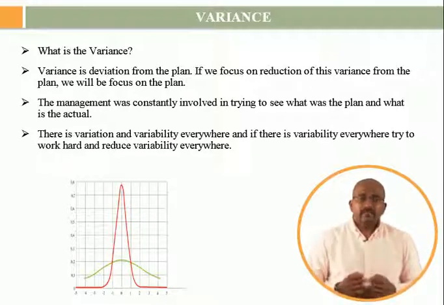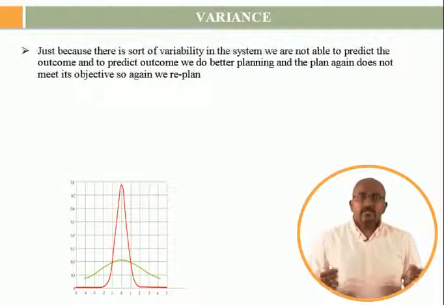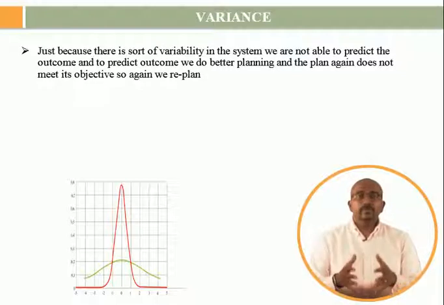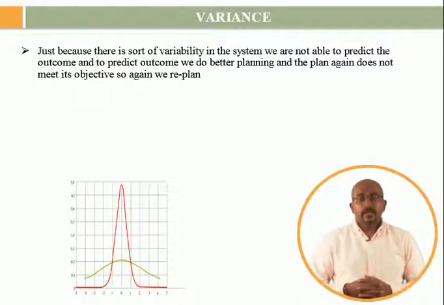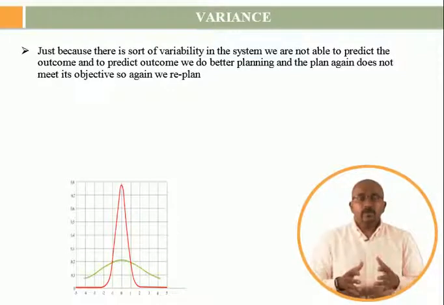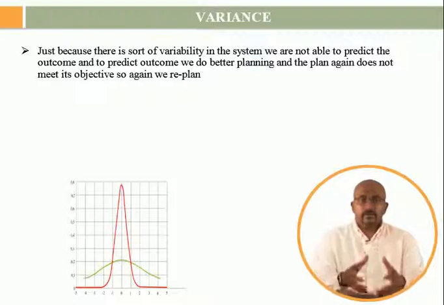So we are saying that just because there is so much variability in the system, we are not able to predict the outcome. And to predict the outcome, we do better planning. And the plan again does not meet its objective, so again we replan.